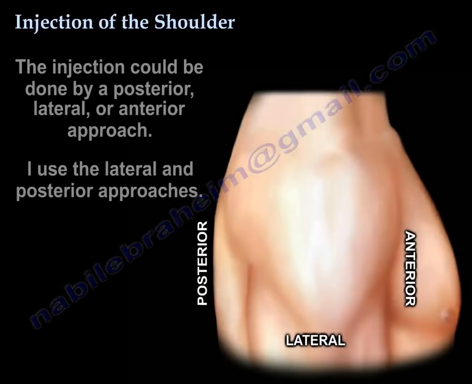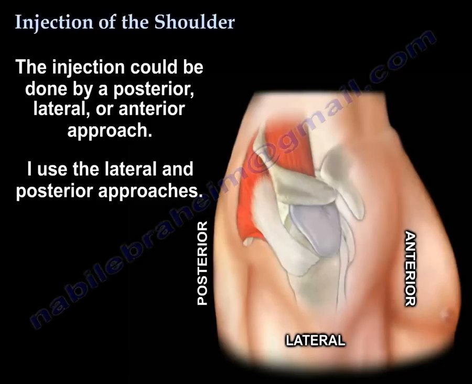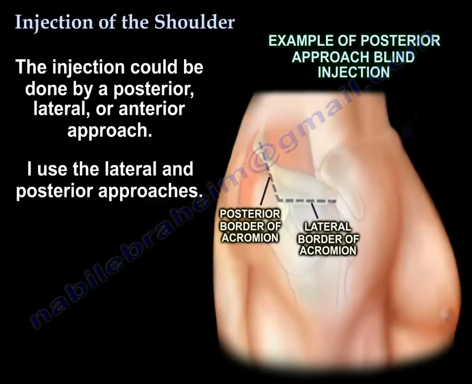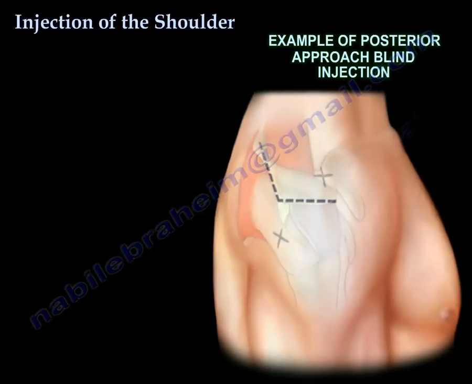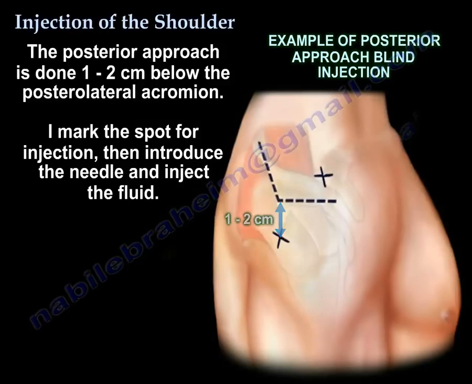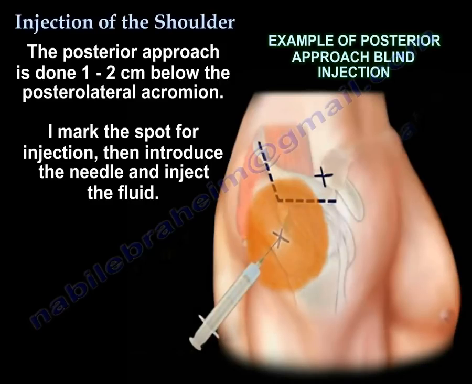The injection can be done through a posterior, lateral, or anterior approach. I use the lateral and the posterior approach. The posterior approach is 1 centimeter below the posterolateral acromion, and this is how I find the spot. I mark it, I introduce the needle, and I inject the fluid.